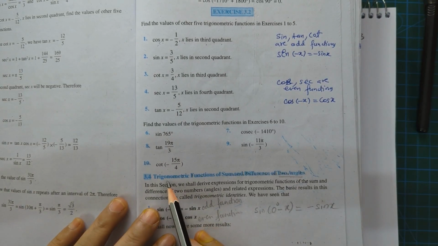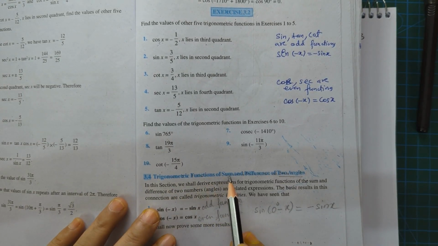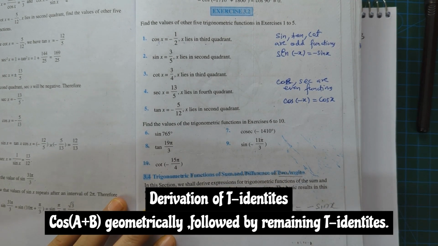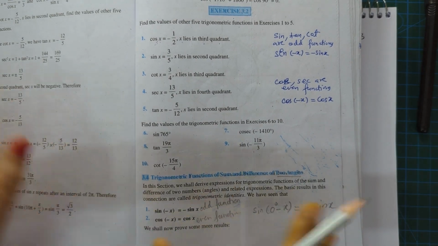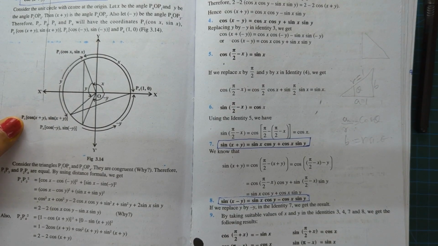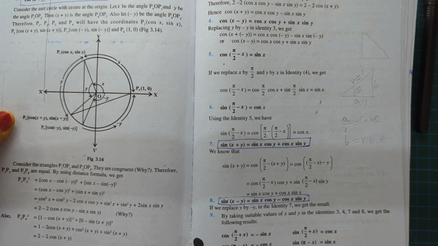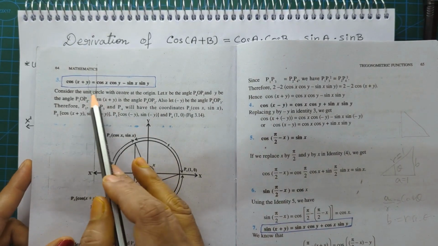Now we have the topic trigonometric functions of sum and difference of two angles, means sum and difference of compound angles. What is the meaning of compound angles? So sum of two or more angles is called compound angle. So now we will first derive the first trigonometric identity.